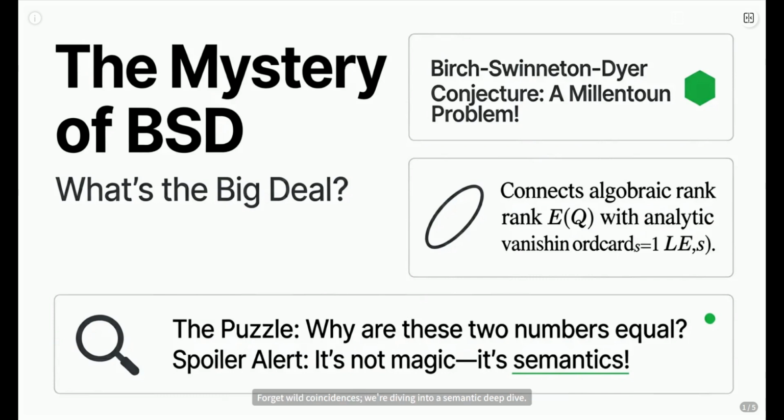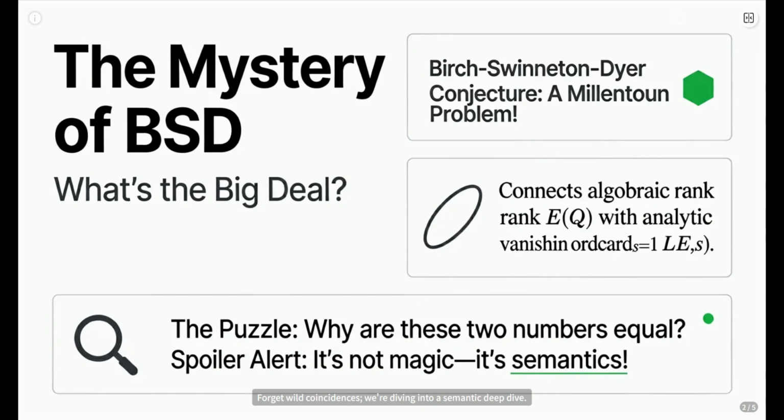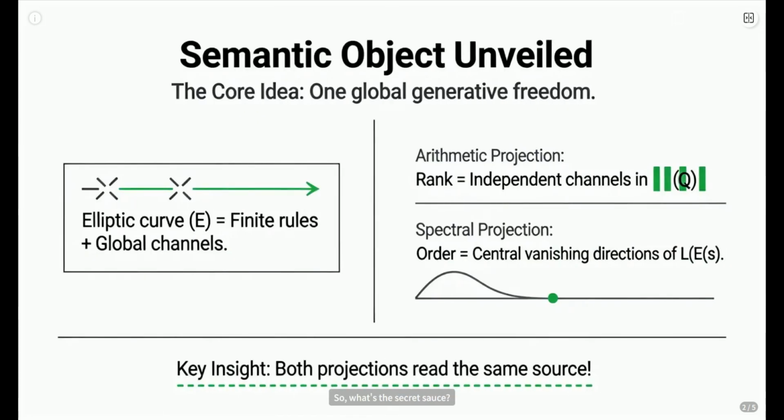But why? Forget wild coincidences. We're diving into a semantic deep dive. So what's the secret sauce? We introduce the semantic object, calligraphic E. Think of it as the ultimate blueprint, the source code for our elliptic curve. It has finite rules, sure, but crucially, it contains our independent global generative channels. These are the real stars.